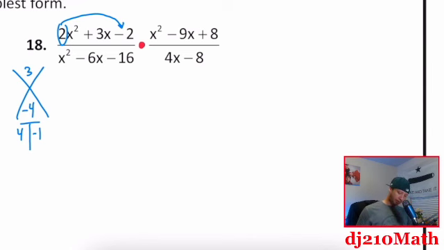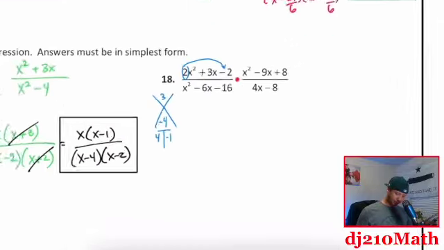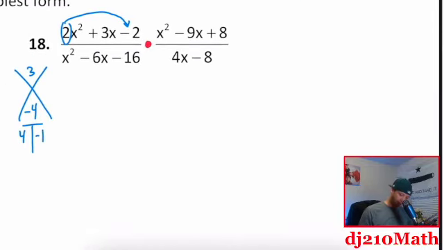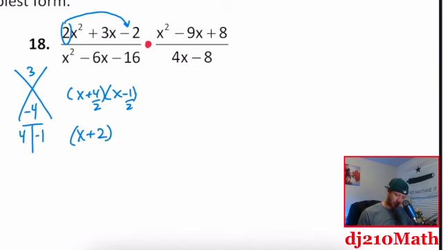Oh, did I divide that number out? Did that happen on the last one? Oh, no, it didn't. Okay. We have to do that right now. So this is going to be x plus 4, x minus 1. But we have to divide the numbers by 2. So this is going to be x plus 2, right? Because 4 divided by 2. And then this is going to be 2x minus 1 because this number gets to move up.